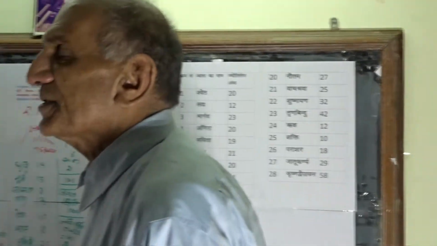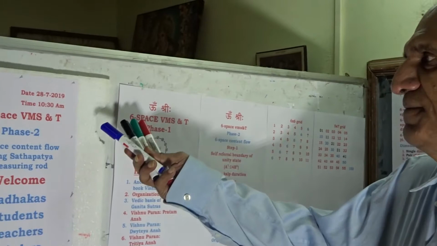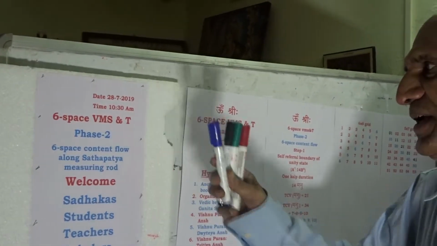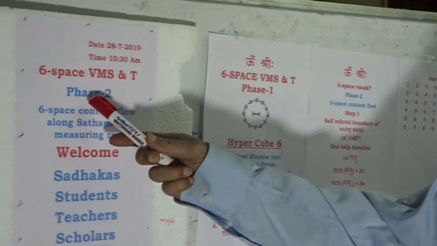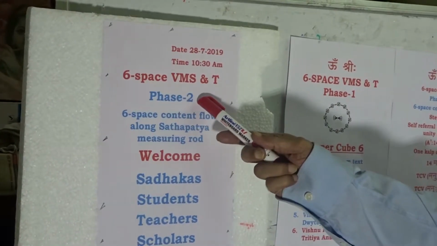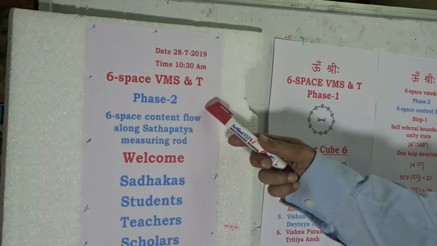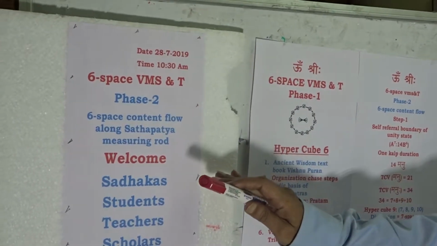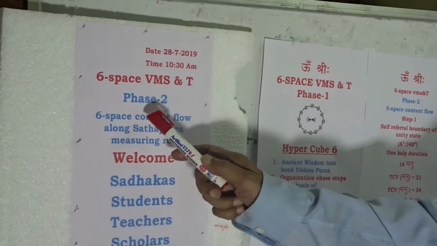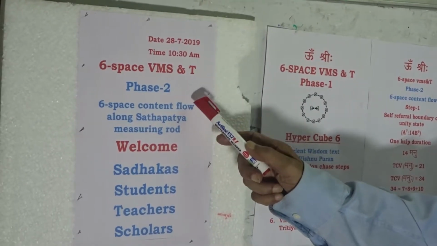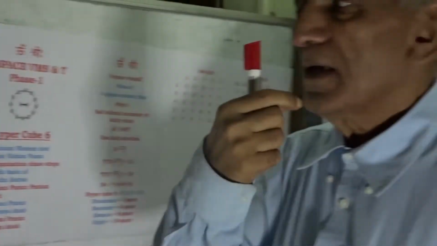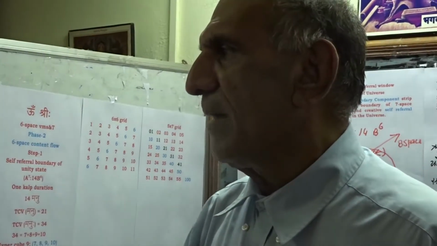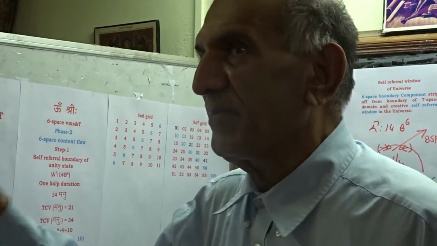Welcome to 6 Space VMST Initiation and Exposure classes. Today we are entering the second phase, phase 2. In this phase, the focus is going to be upon 6 space content flow along Sthapatya miring rod. In phase 1, our focus has been upon 6 space format.